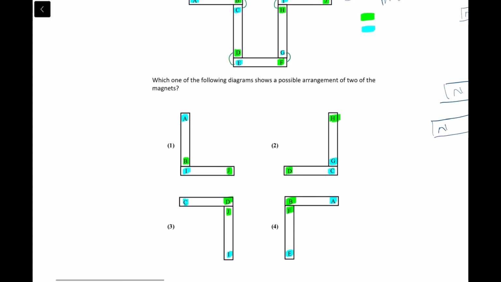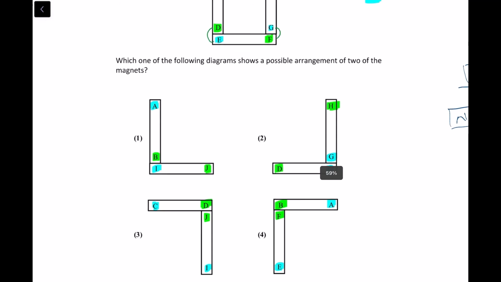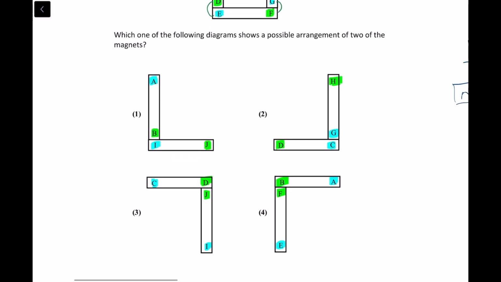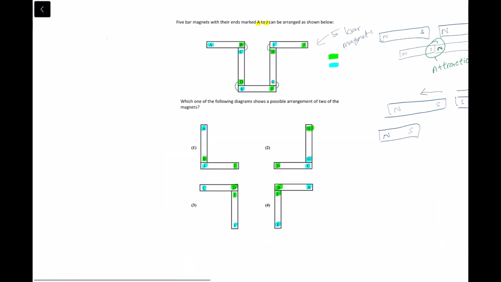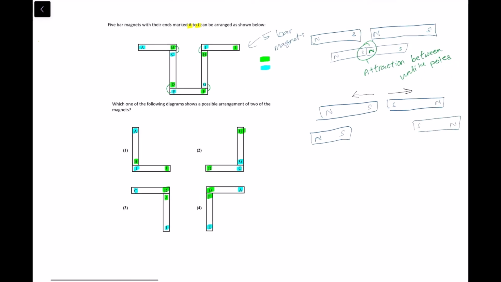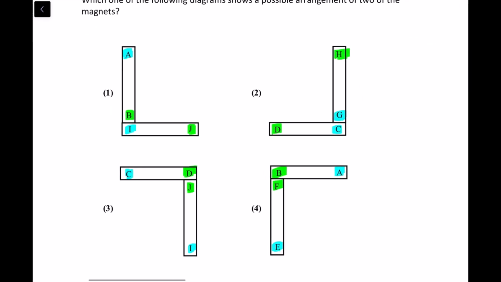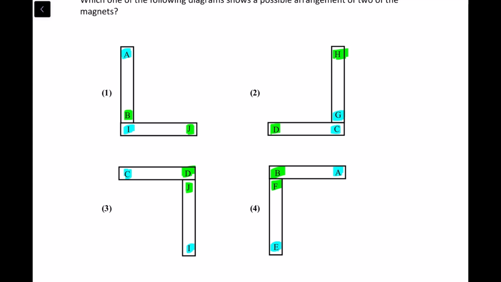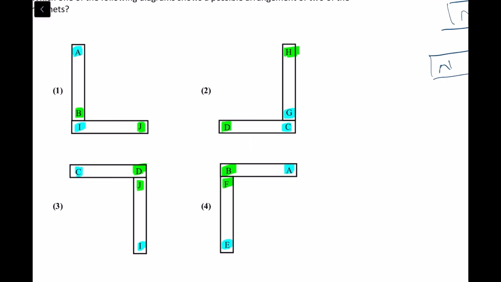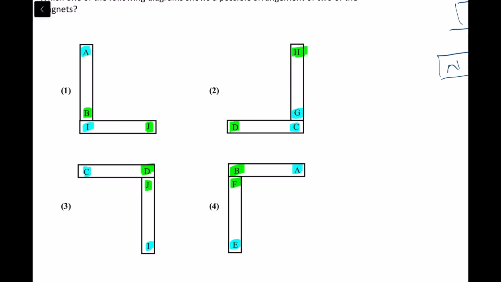Now, if you look at all these four options, these options are representing attraction between two magnets. And when is that possible? Only when you have unlike poles brought next to each other, like in this figure shown over here. Now let's look at the options. If you have two same colors right next to each other, that would mean you have like poles next to each other. So they should be repelling instead of attracting.